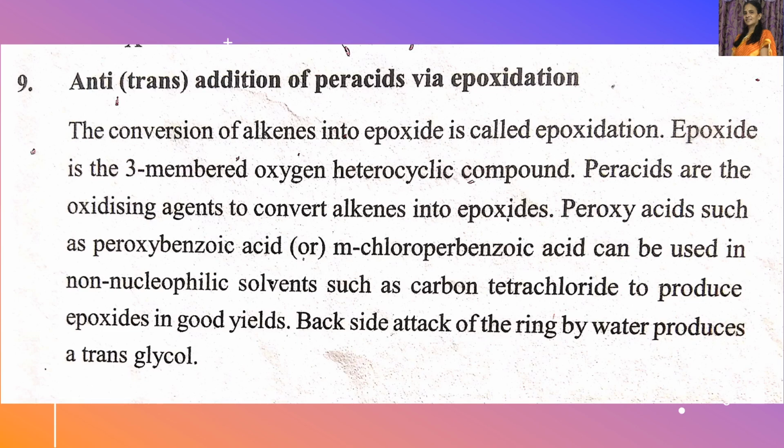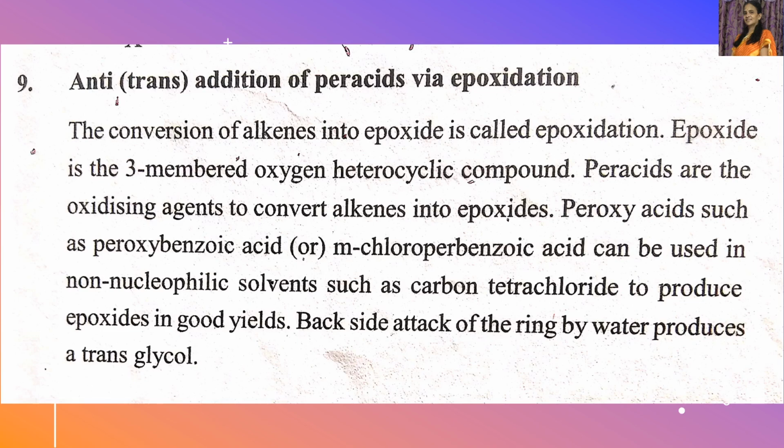Now let's see, the conversion of alkenes into epoxide is called epoxidation. Conversion of alkenes into epoxide is known as epoxidation. What is epoxide? We said this cyclic oxide is called epoxide. So epoxide is the three-membered oxygen heterocyclic compound. Epoxide contains three atoms. Out of the three atoms, two are carbon atoms and one is oxygen atom. Three-membered oxygen heterocyclic. So in those three members, one is a hetero atom, that is oxygen. It is a cyclic compound.